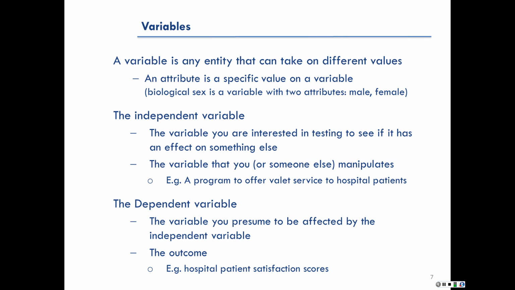On the other hand, the dependent variable is the variable that we presume to be affected by the independent variable. So it's the effect and/or the outcome. For instance, in this case, hospital patient satisfaction scores could be a dependent variable that is affected by some program, such as offering free valet service at the hospital.